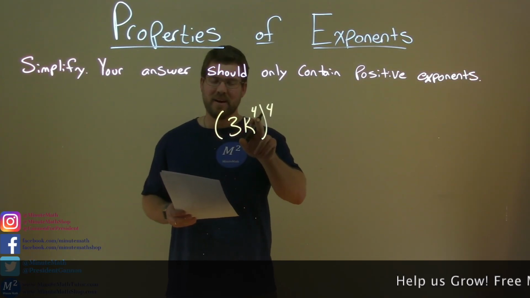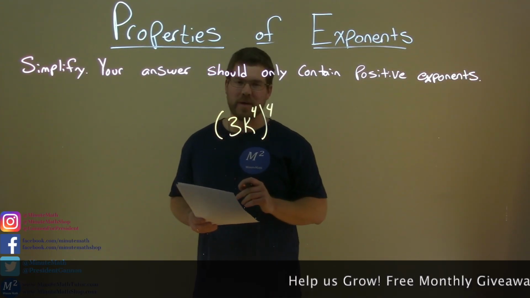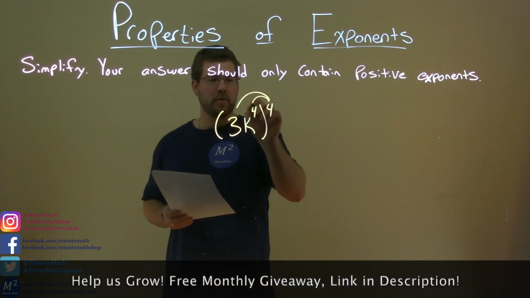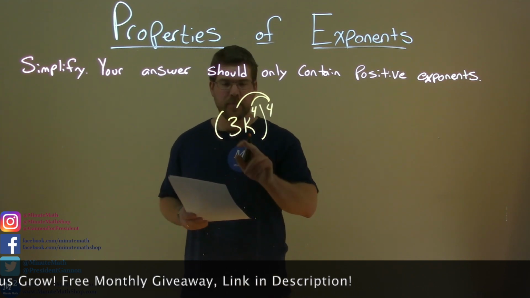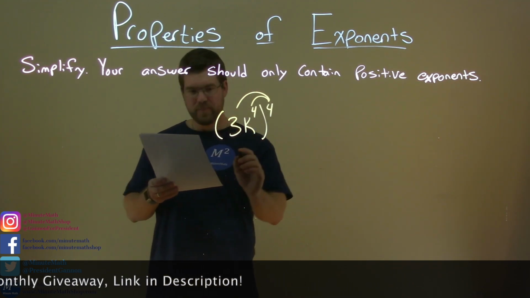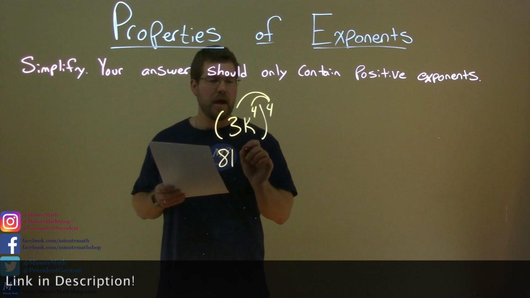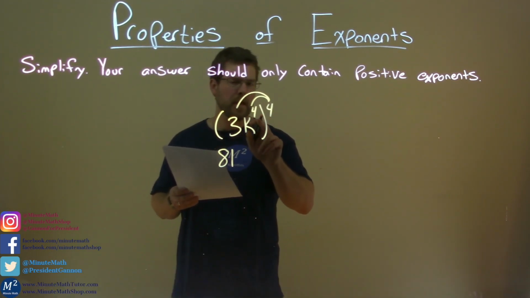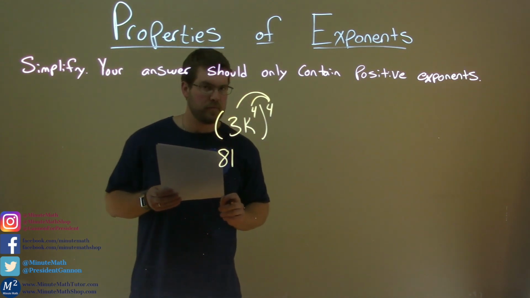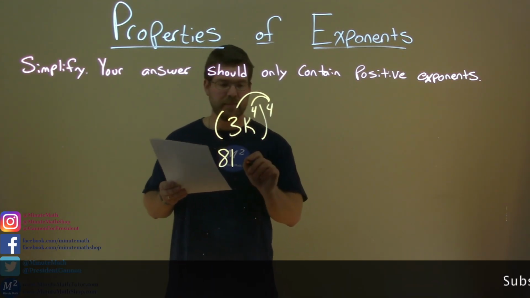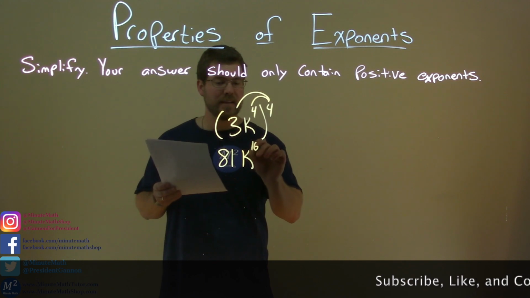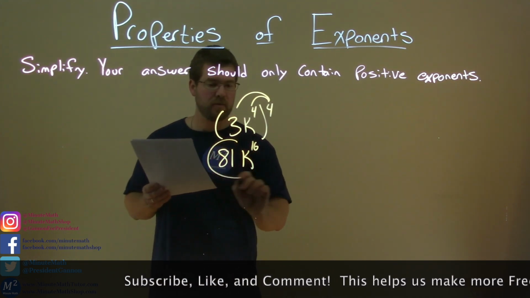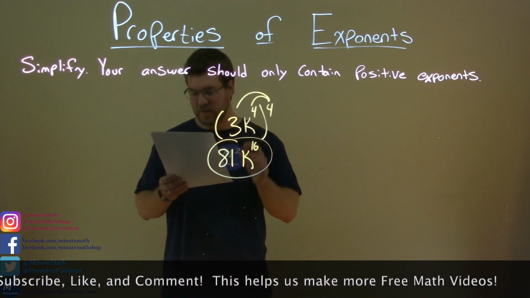3k to the 4th power, all to the 4th power. Well, let's apply this 4th power to both parts inside the parentheses. 3 to the 4th power is 81. And then k to the 4th power, all to the 4th power. Remember our two parts here. We multiply the exponents. So 4 times 4, 16. We have k to the 16th power, and now we're pretty much done. Our final answer here is just 81k to the 16th power.